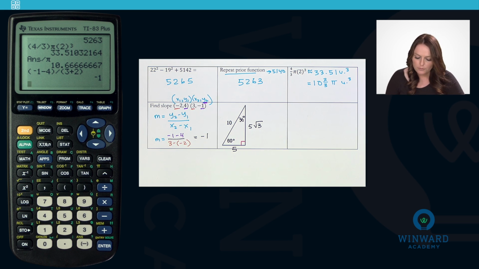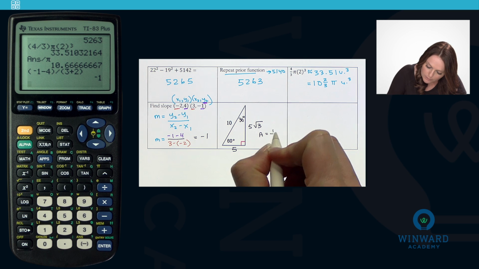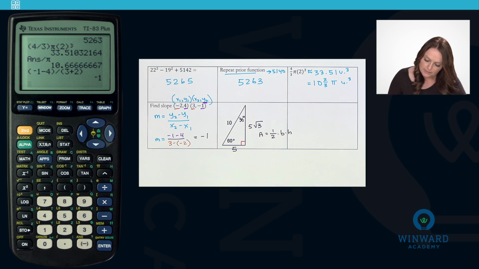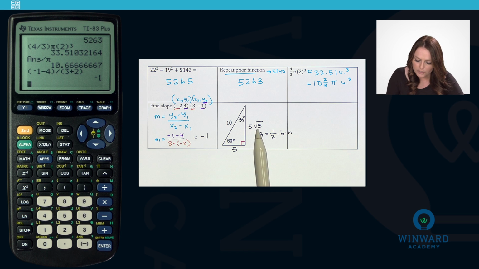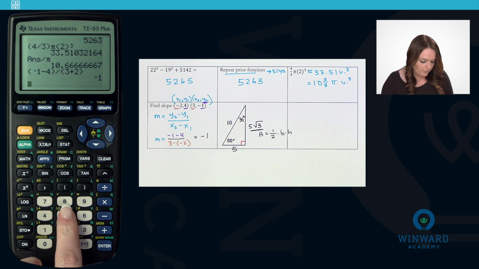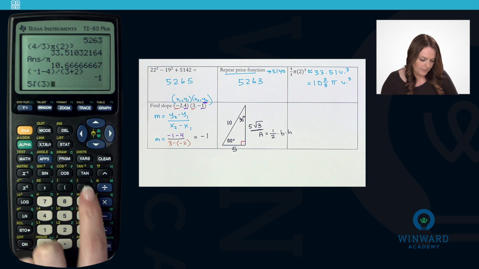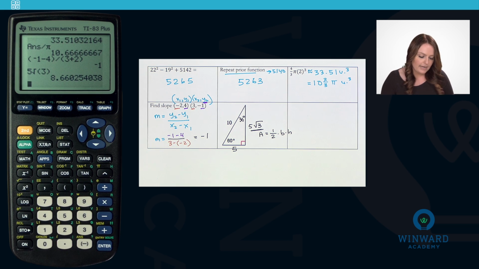So what I want to show you here is, let's pretend that you had to find the area of this triangle. The area of the triangle would be 1/2 times base times height. So what I want to show you how to do is, let's say you do 5 times root 3 in your calculator. So you do 5, second, root 3. And you get that it's this number, 8.660254038.